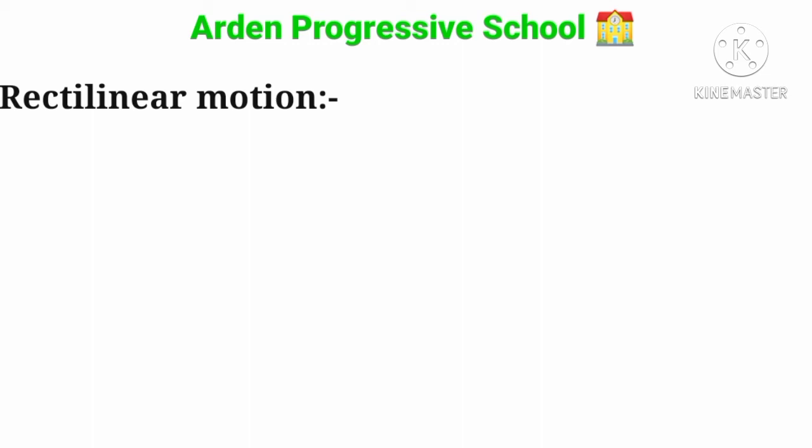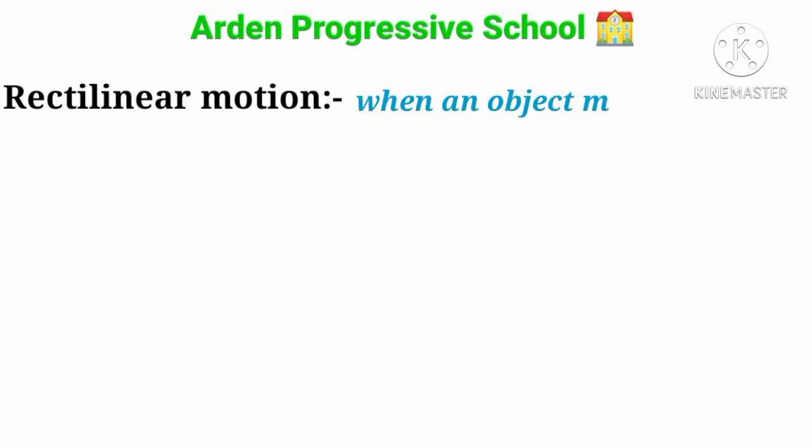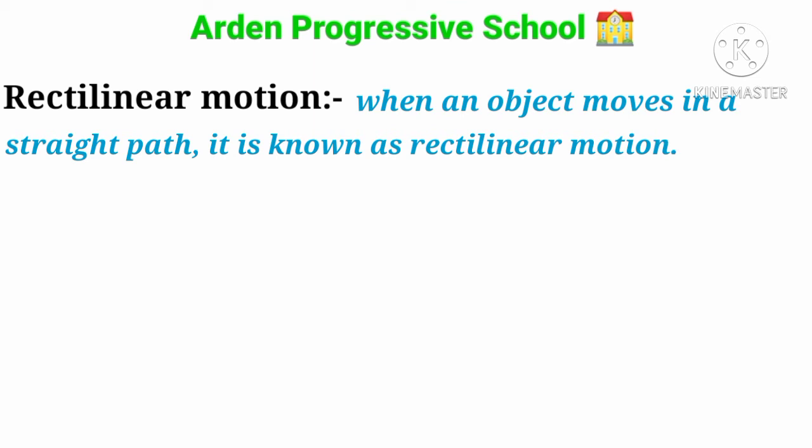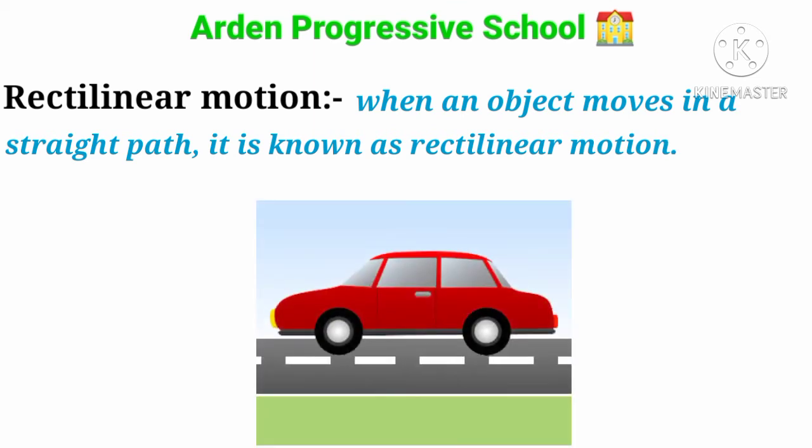Now the next is rectilinear motion. When an object moves in a straight path, it is known as rectilinear motion. Now here the car is moving in a straight path.